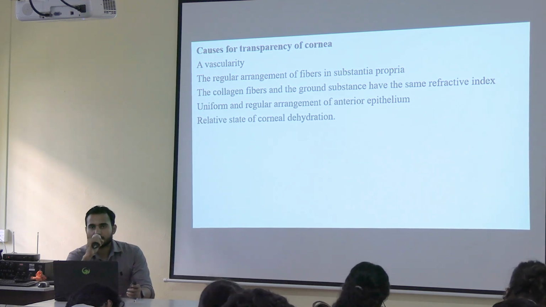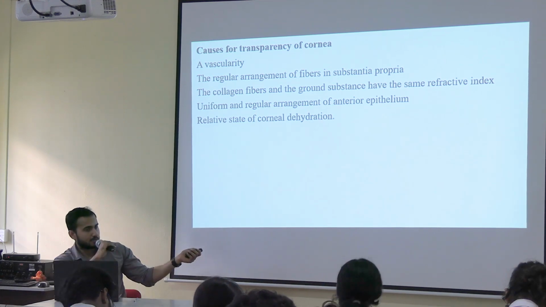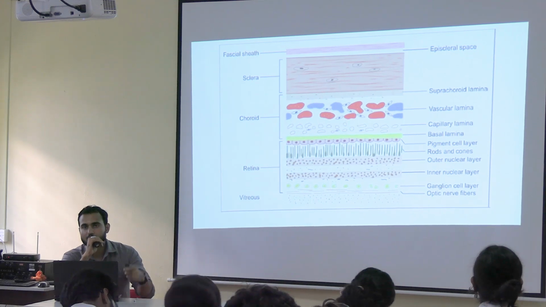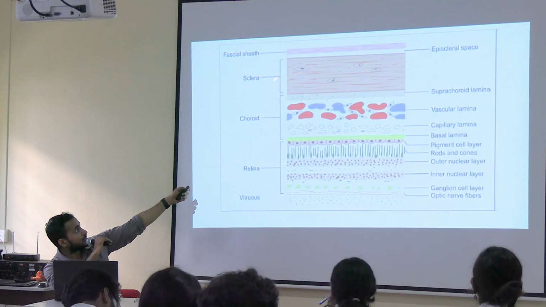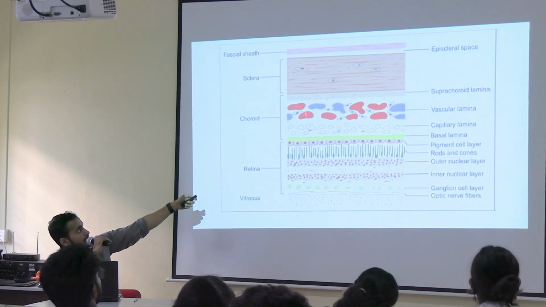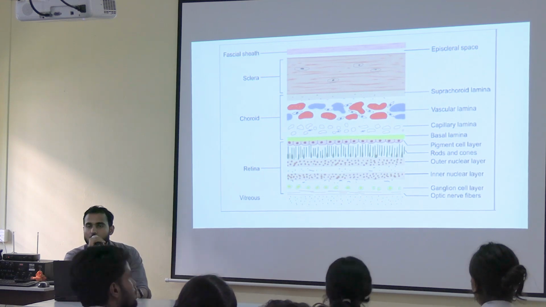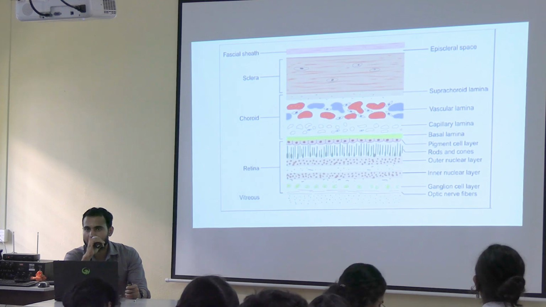Next, we'll start with the vascular layer. Before going to the vascular layer, I want to show you one diagram. So here you can see the diagram. Which part is done till now? Sclera and cornea is done. Now we'll be discussing about the choroid. Why have I mentioned choroid? Because this is a part of the vascular layer.